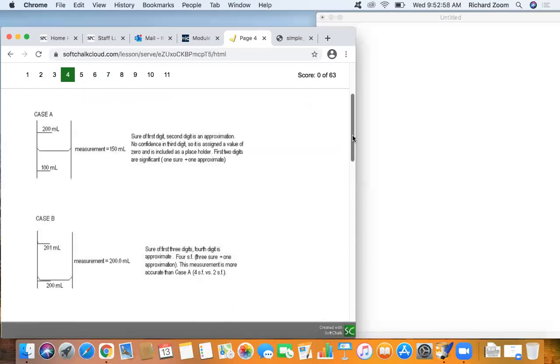Now, if you're using a more accurate graduated cylinder, like the one I'm showing you here, then the line is between 200 and 201. We're very sure of the first three digits. For 200, we're definitely sure. But we're not so sure of the next digit. It's just above the line. We could make it 200.0, and we're not sure of that zero, but it could be 200.1 as well. So that would have four significant figures. So the second case, case B, is much more accurate than case A, which only has two significant figures. Does anybody have any questions so far?